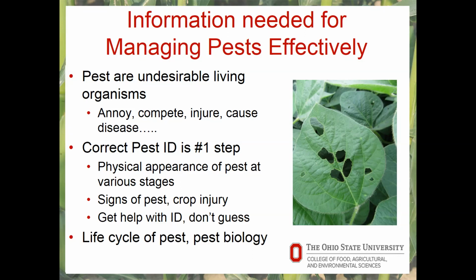Understanding the life cycle or biology of the pest helps you understand when the pest may appear, what environmental conditions may make it more likely to appear, and when the pest is most susceptible to control. Farmers can get help with identifying their pests from their local extension offices, or many OSU extension publications are available for help. Don't guess on identifying the pests that you may have.